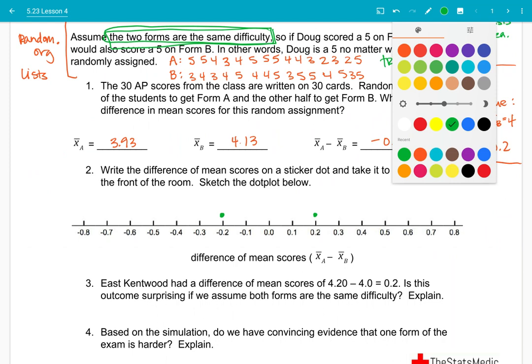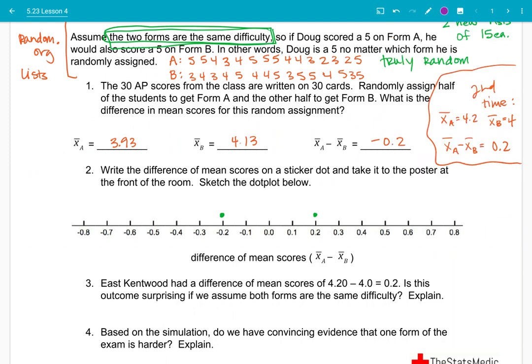So if you remember, Kentwood was claiming that they had a difference in difficulty of 0.2, and is it surprising? Well, here's a difficulty of 0.2 where A was the easier test, that's the positive version, and where B was the easier test, that's the negative version. They didn't actually really specify which form was easier or harder, so we have to just go with both. This is a not equal to situation. We don't know which form is easier or harder. We just know that they're different.